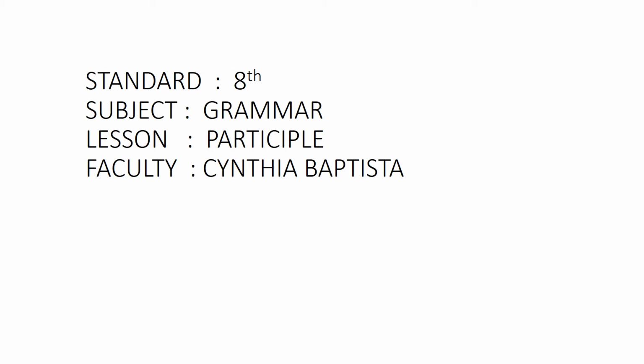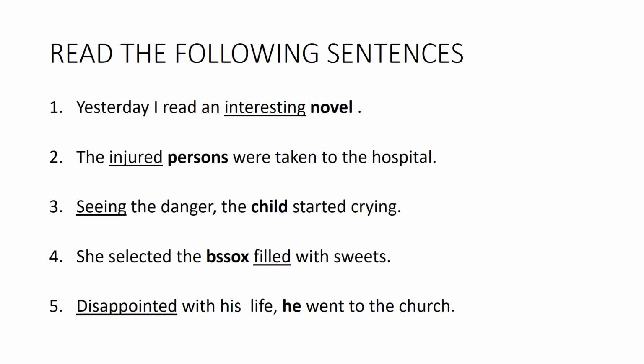Students, let's learn about participles and how we can combine sentences with participles. A participle is a word which is partly verb and partly adjective. That is why it is called verbal adjective. Students, let's go through the given sentences.